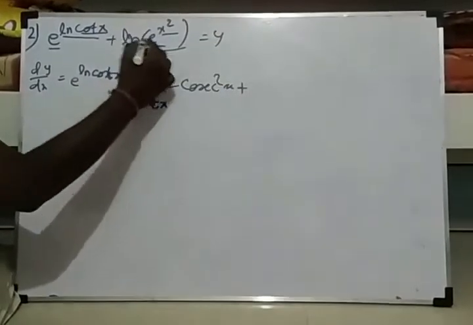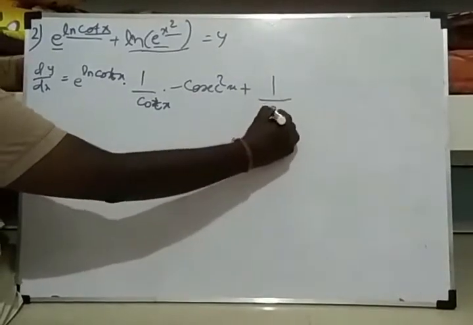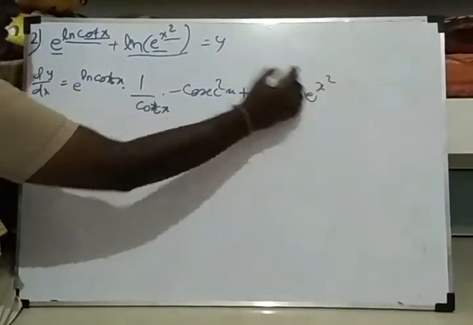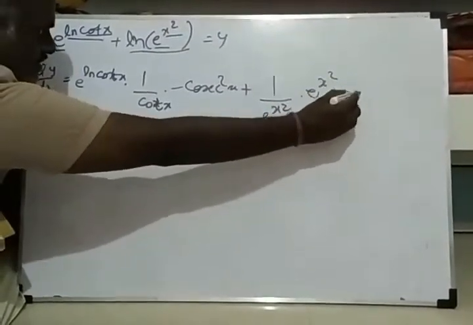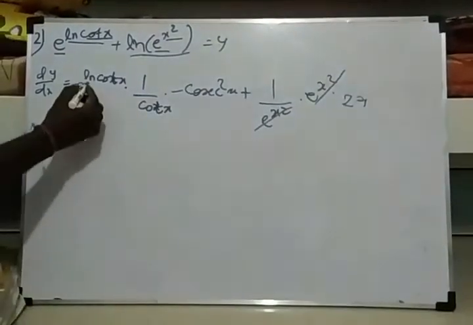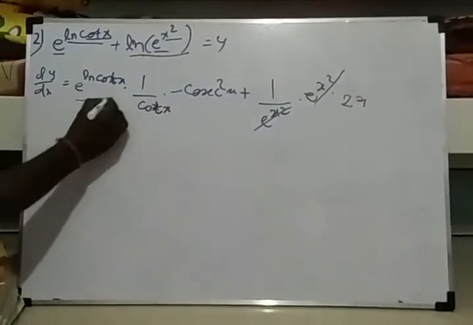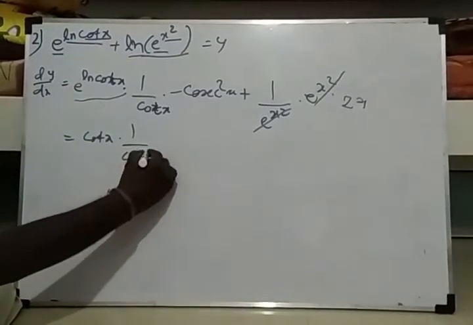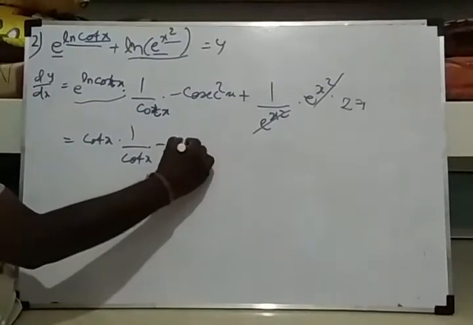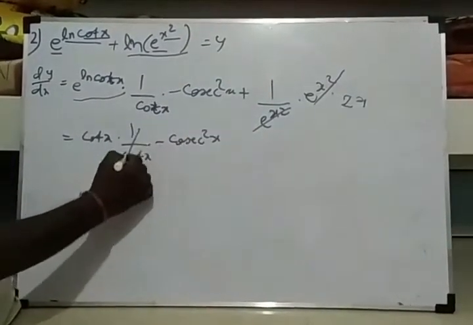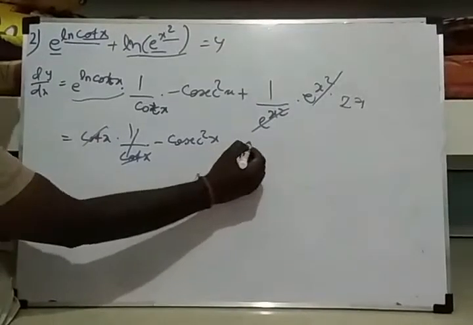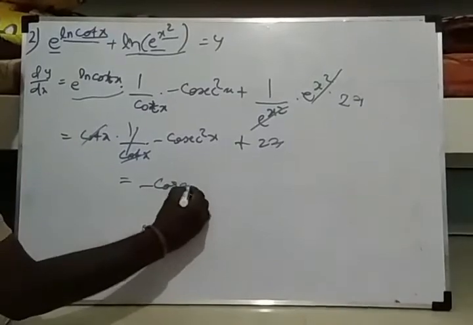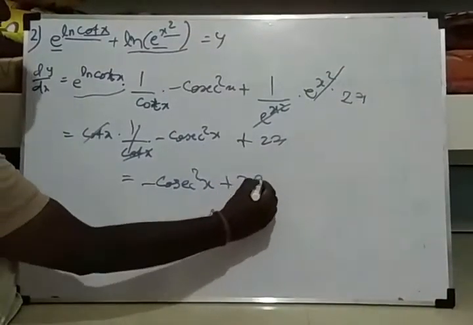This is one part. Second part, ln is 1 by e to the power of x square. When you differentiate e to the power of x square, it will remain e to the power of x square. When you differentiate x square, you will get 2x. So this cancelled. Here we know e to the power of log n of cot x is nothing but cot x. Then 1 by cot x minus cosecant x. This is cancelling, plus 2x. So answer is minus cosecant square x plus 2x.